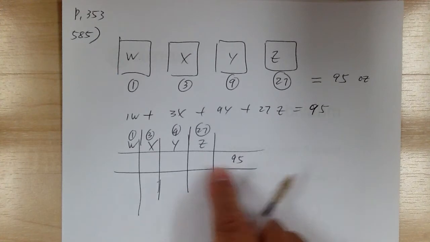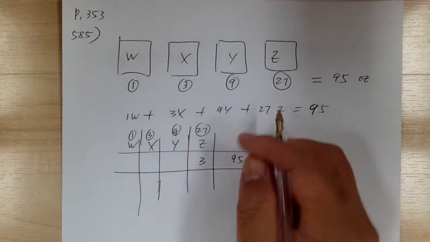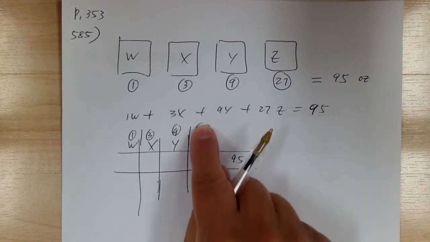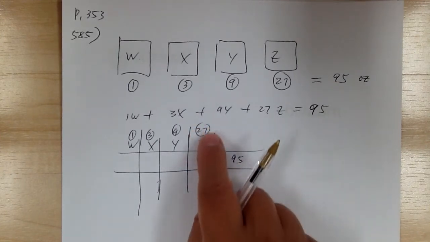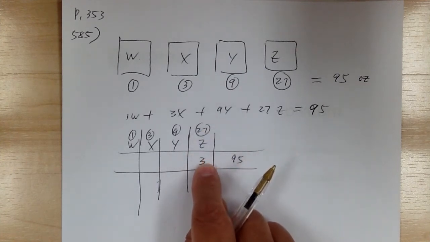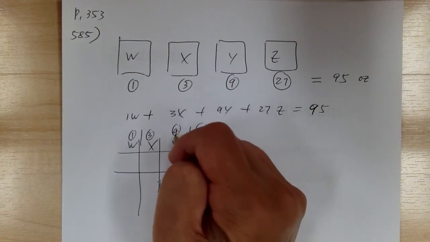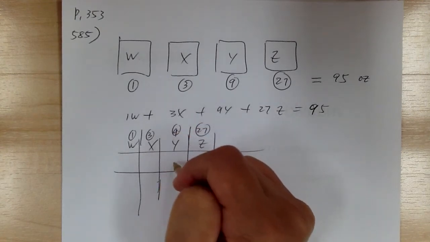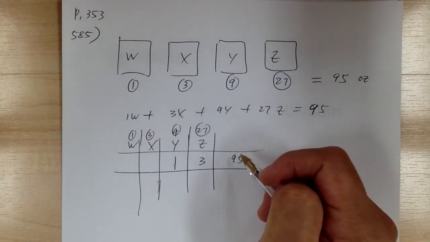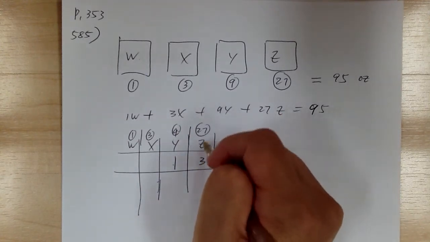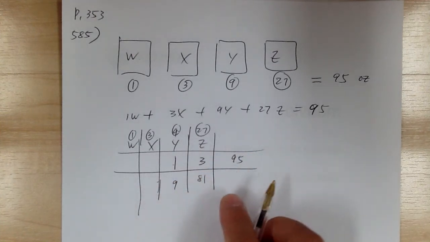Since this number is kind of high, you want to get a lot of them from here. So let's say this is equal to 3. This will give you 81, so 95 minus 81 gives you 14. If you get 2 of these, it'd be 18, which would be too much. So this has to be a 1. So this gives you 81, this gives you 9, so now it's 90.